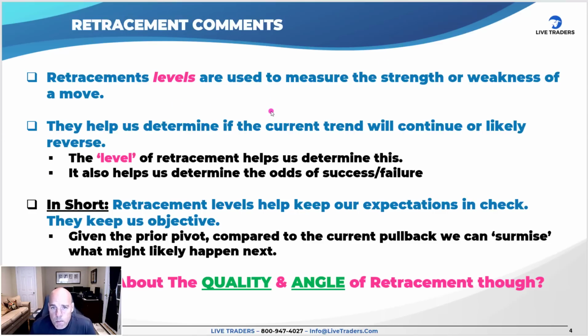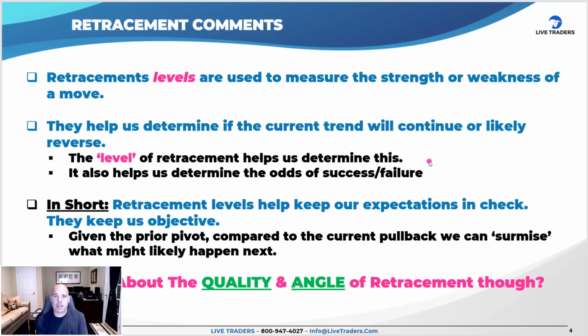Retracement levels are used to measure the strength or weakness of a move. They help us determine if the current trend will continue or likely reverse. The level of retracement helps us determine this. It also helps us determine the odds of success. We just talked about that, right? We just looked at that 20%, 50%, 100% level of retracement. So the deeper we go, the less confidence we have that a new high will be set. Let me repeat myself. The deeper the retracement goes, the lower the confidence level gets that we will put in a new high.